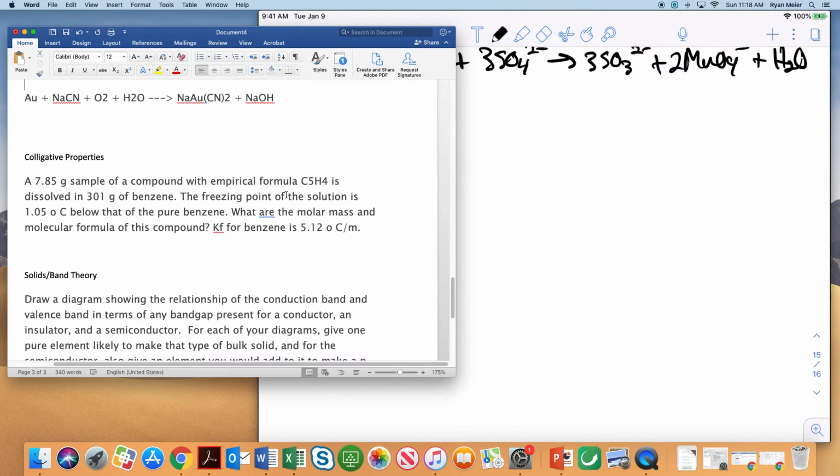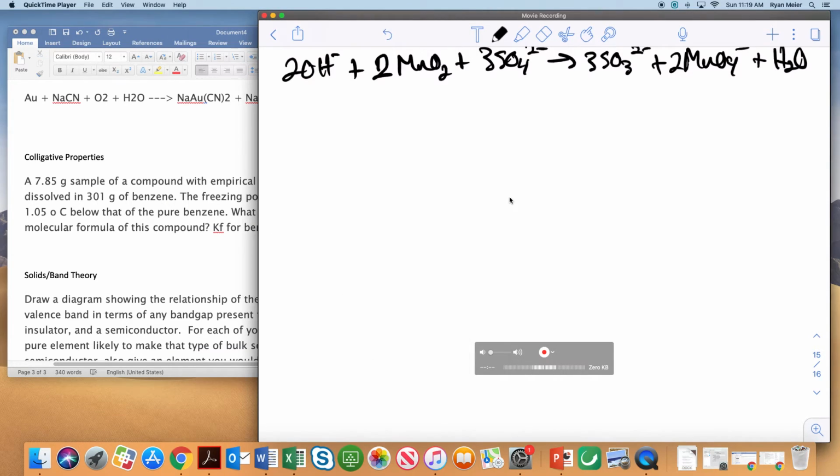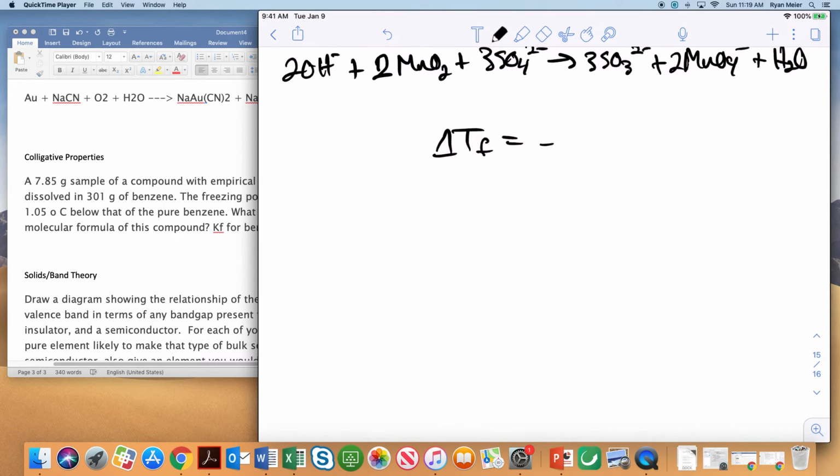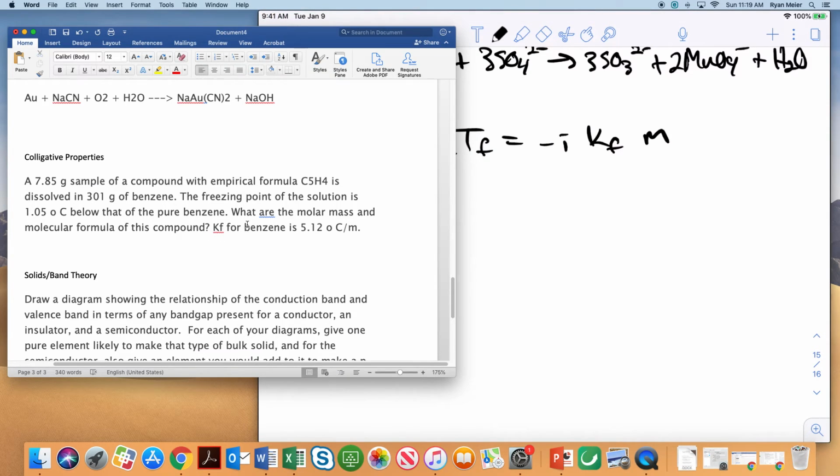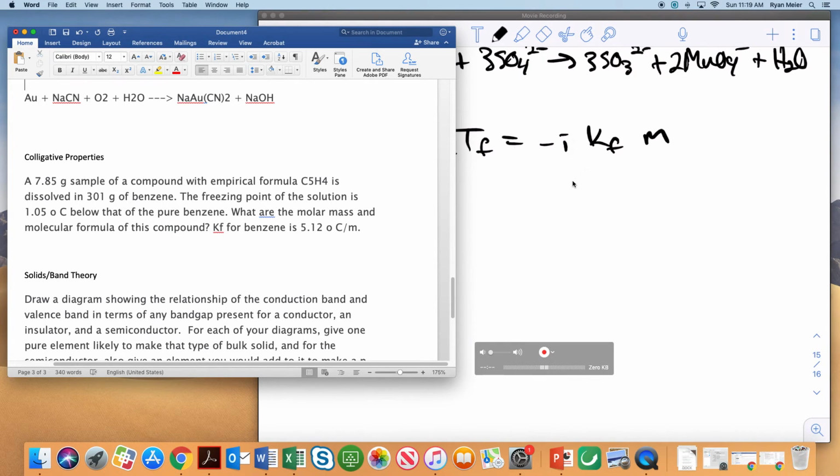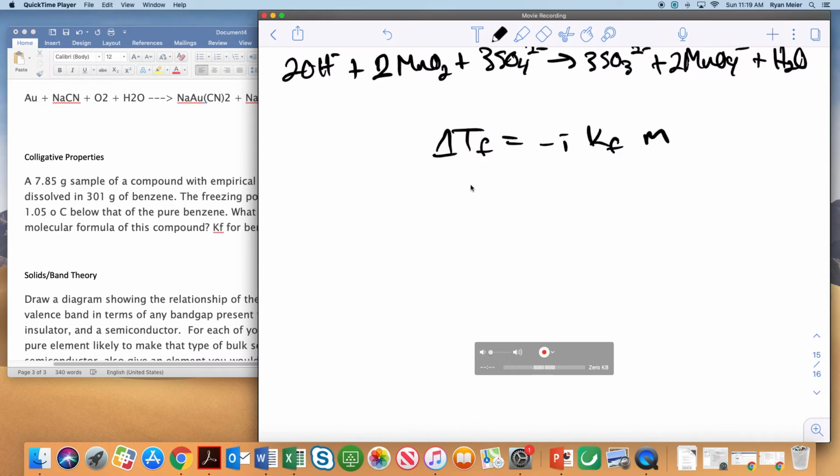All right, so freezing point depression. In general, freezing point depression is a change in freezing point that's going to be equal to negative i times Kf times little m, which is our molality. So how does this all help us? We're looking for molar mass and eventually molecular formula. Molar mass is not part of this equation. But where would the molar mass fit into all of this?